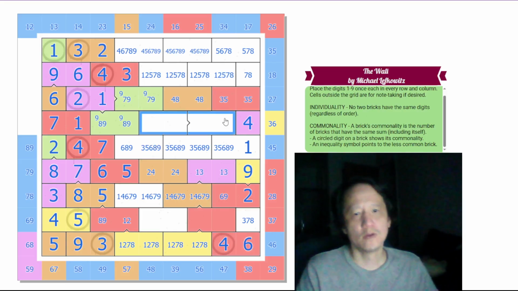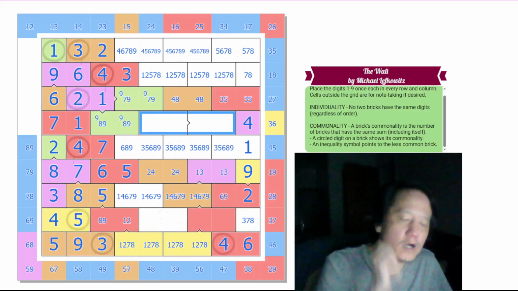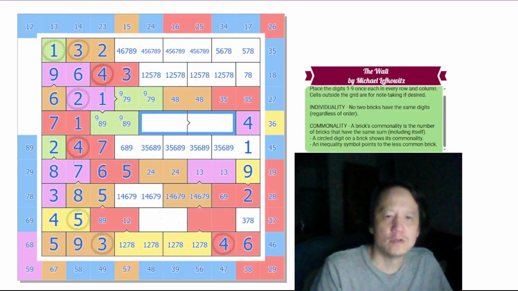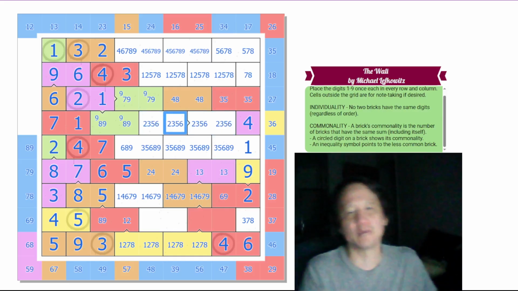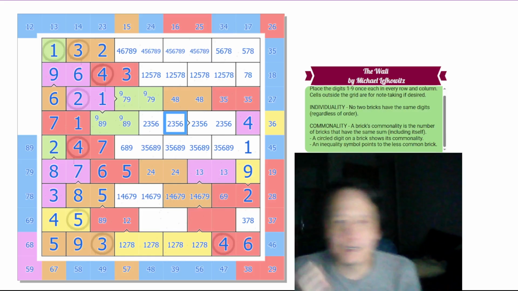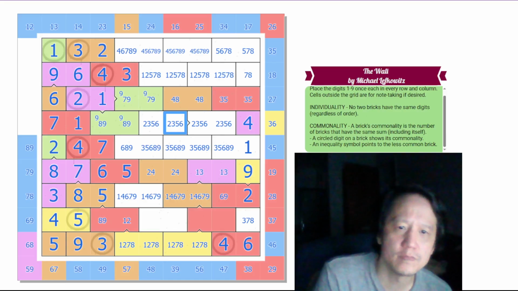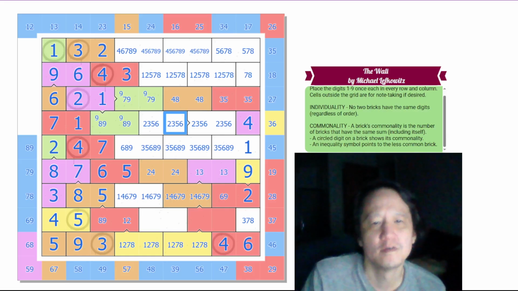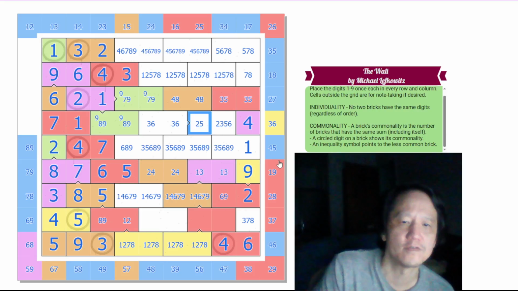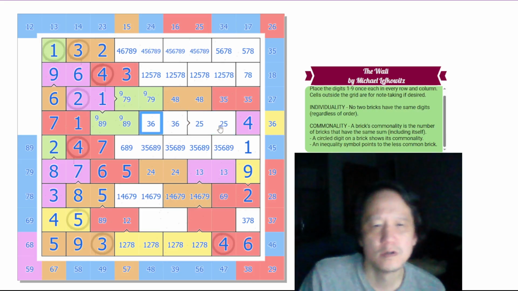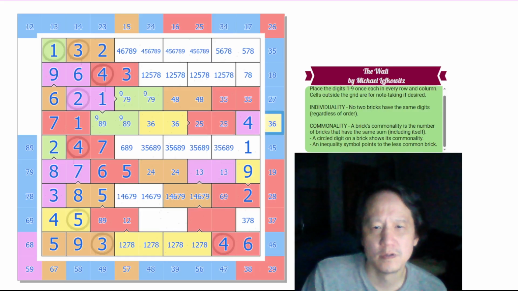Okay. Remaining digits in row 4. There are 2, 3, 5, and 6. Obviously cannot be both 8s. Well, it couldn't be both 8s anyways. Oh, it could be. 2, 6, and 3, 5. So this has to be 2, 3, 6, and 2, 5. So this is the last yellow, and this is red. So that's done, and that's done.